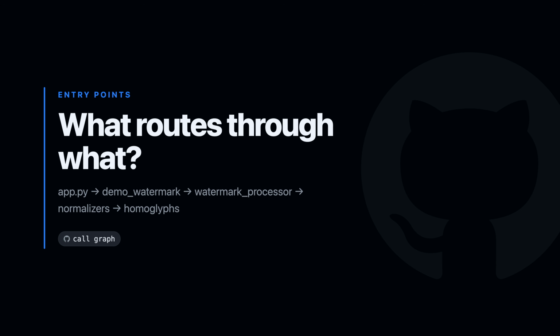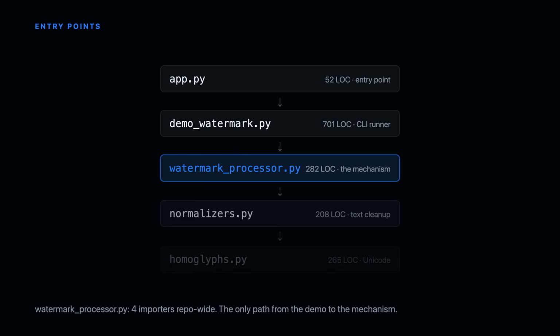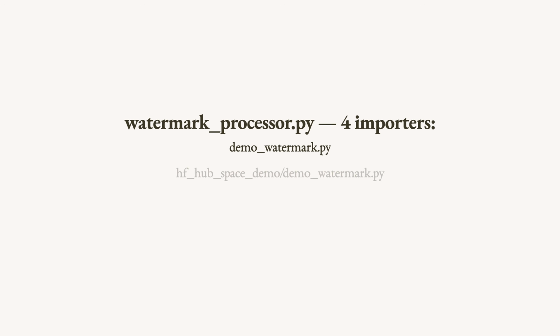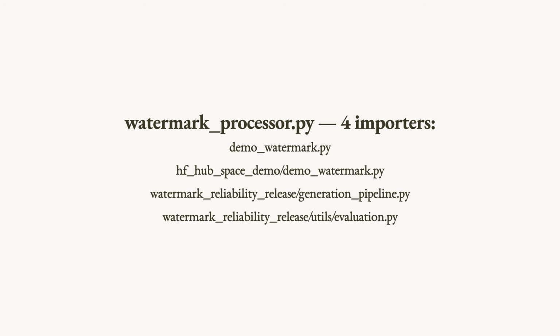Now what calls what? The import graph: app.py imports demo_watermark. Demo_watermark imports watermark_processor, the mechanism. Watermark_processor imports normalizers. Normalizers imports homoglyphs. 4 files in the full repo import watermark_processor: the demo runner, the Hugging Face demo, and 2 files in the reliability release. Watermark_processor.py, 282 lines, 4 importers. Every call that matters routes through this file. If you want to understand what this algorithm does in code, that is the file.